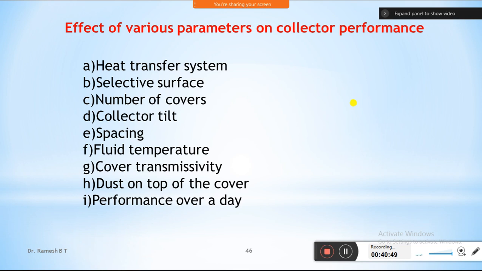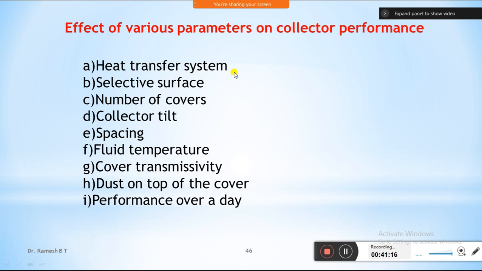Okay, and the last bit of this third module: after this, we are going to discuss one more interesting topic called PV cells, which we will discuss in the next class. But here, the effect of various parameters on the collector performance, we already discussed in our second class. Some of the parameters which affect the performance of the flat plate collector.